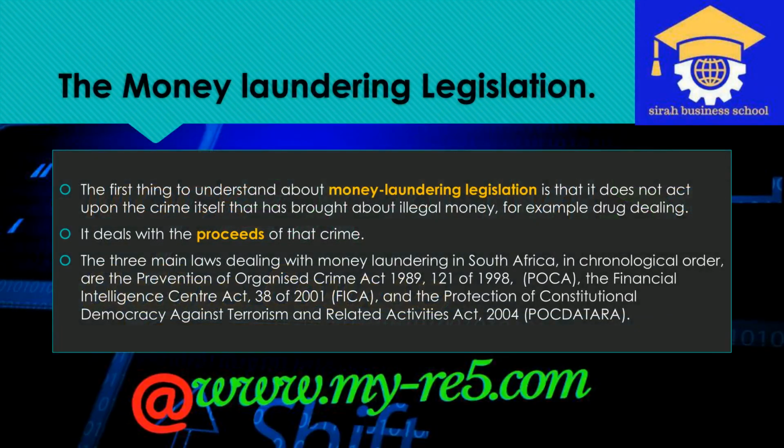The money laundering legislation. The first thing to understand about money laundering legislation is that it does not act upon the crime itself that has brought about illegal money, for example drug dealing. It deals with the proceeds of that crime. The three main laws dealing with money laundering in South Africa, in chronological order, are the Prevention of Organised Crime Act 121 of 1998, POCA, the Financial Intelligence Center Act 38 of 2001, FICA, and the Protection of Constitutional Democracy Against Terrorism and Related Activities Act, 2004, POCDATARA.